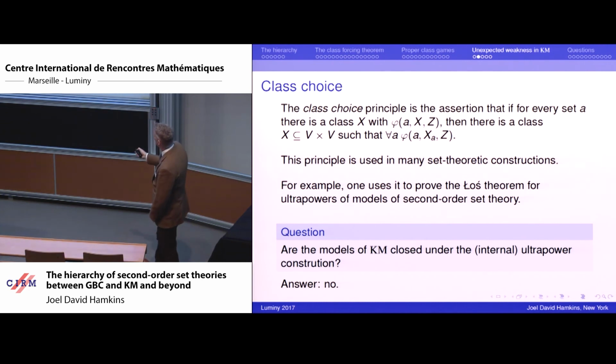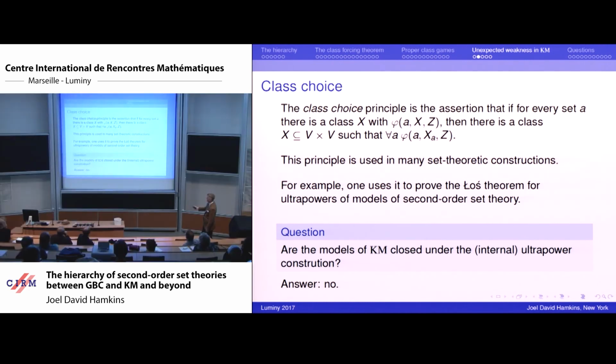More generally, the class choice principle says if for every set A there's a class with a certain property, then there's a two-dimensional class whose sections have that property. So we can choose for every set a class and put them together. So this principle is used in many natural constructions, including the Łoś Theorem for ultrapowers of models of second-order arithmetic. So if you have an ultrafilter, say even on omega, and you have a model of Kelley-Morse, and you want to make an ultrapower, you do the ultrapower construction, then you're going to want this principle in order to prove the Łoś Theorem for the ultrapower.